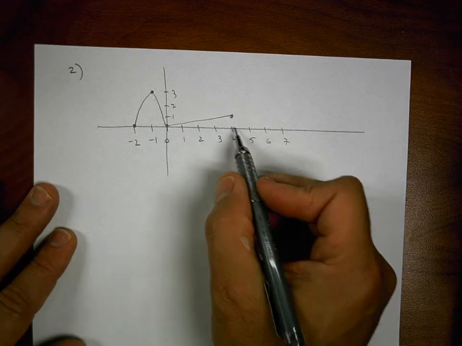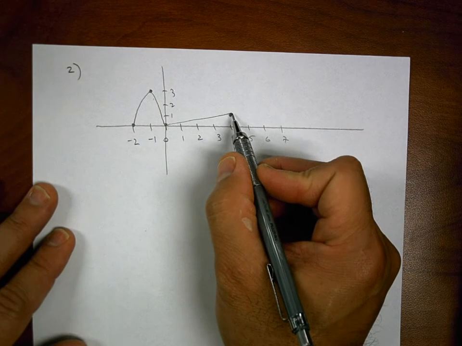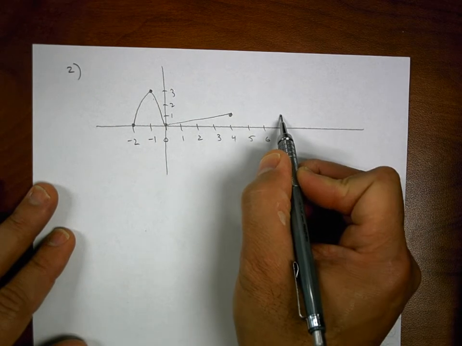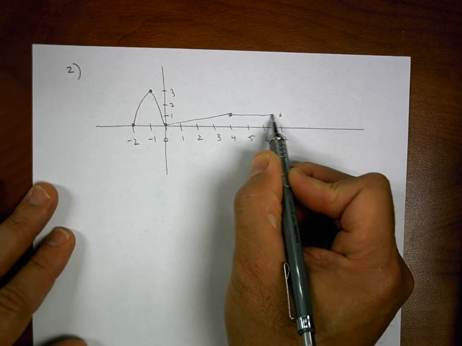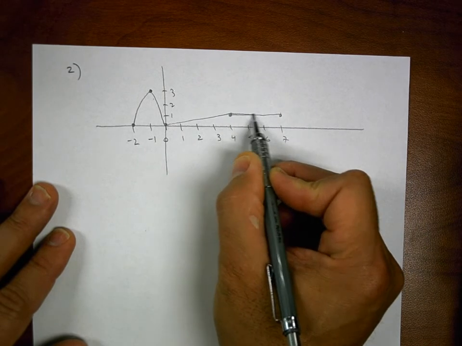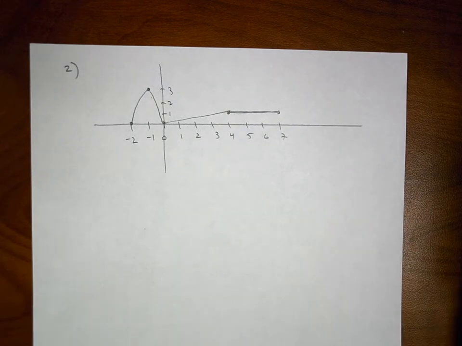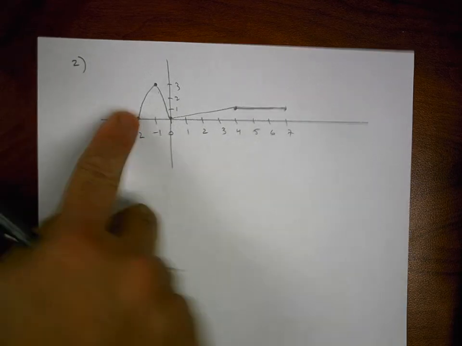Okay. And then from 4 to 7, it's going to be a horizontal line. Okay, so that's at 7, 1. Let's put a horizontal line. It doesn't look too horizontal, but there's a horizontal line. Okay, there we go. How many pieces to this piecewise function? 3. Parabola, a line, and a line.